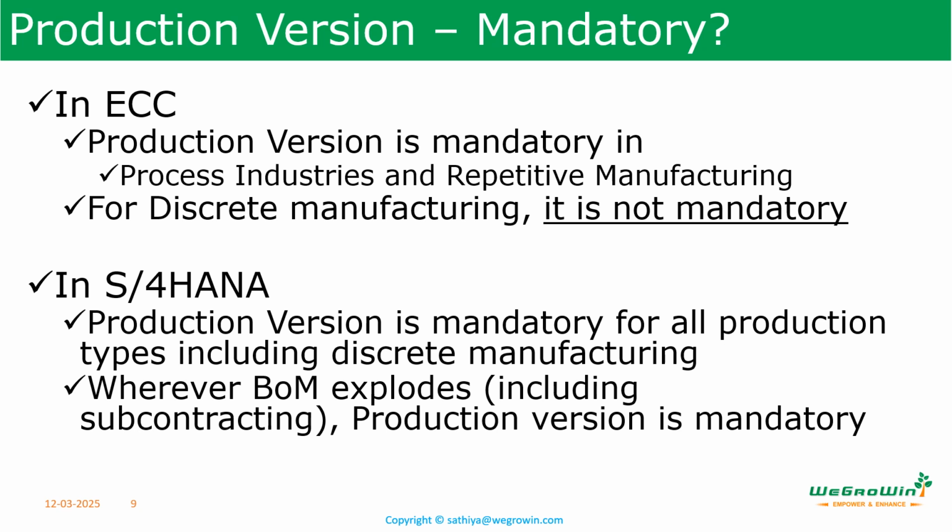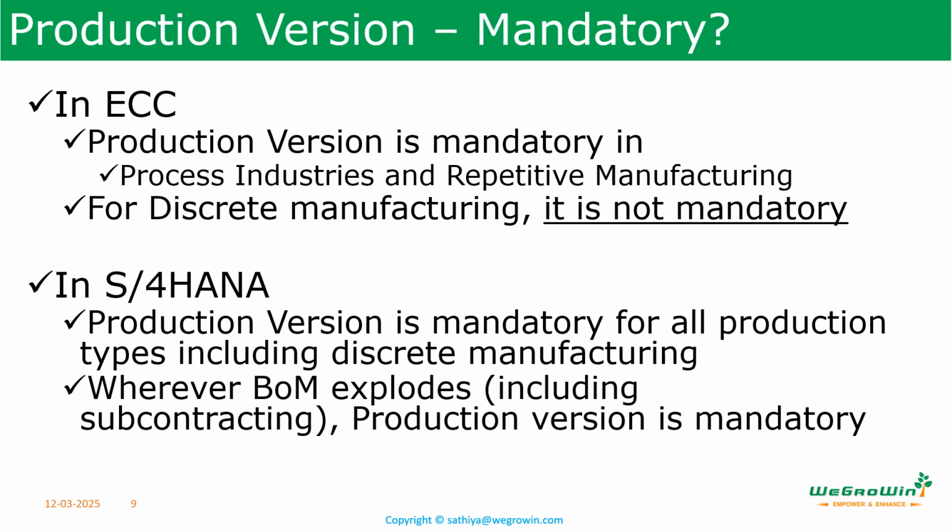In the ECC version of SAP, production version is mandatory for process industry and repetitive manufacturing. It is not mandatory for discrete manufacturing in ECC. But in the case of S4 HANA, production version is mandatory for all, including discrete manufacturing.